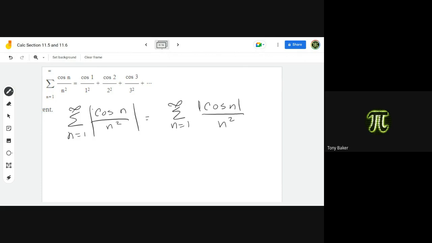The comparison test. So let's look at those comparison tests. Let's see if I can compare it to a p-series. The p-series you'd want to compare it to would be 1 over n squared, because that we know. So I've got the absolute value of cosine of n over n squared, and I want to compare it to 1 over n squared. The bottom didn't change, just the top did. Is the absolute value of cosine of n less than or equal to 1 or greater than or equal to 1?